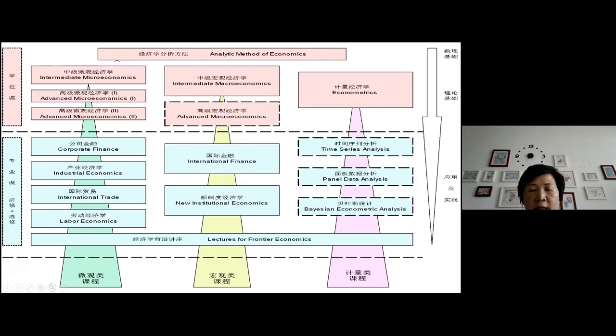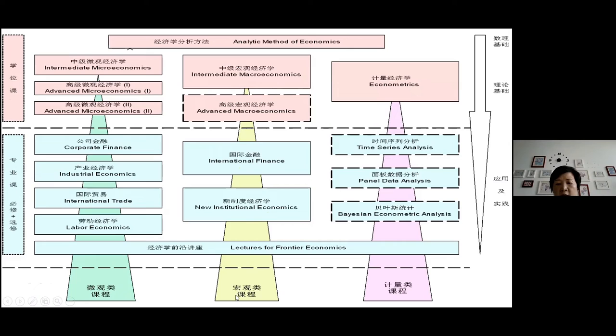So basically, the economics courses for the master and PhD students consist of 3 parts. One part is the micro courses, which I marked as the green triangle bar. Another part is the macro courses, which I marked as the yellow triangle bar. And another one is the econometrics courses, which I marked as the purple triangle bar.